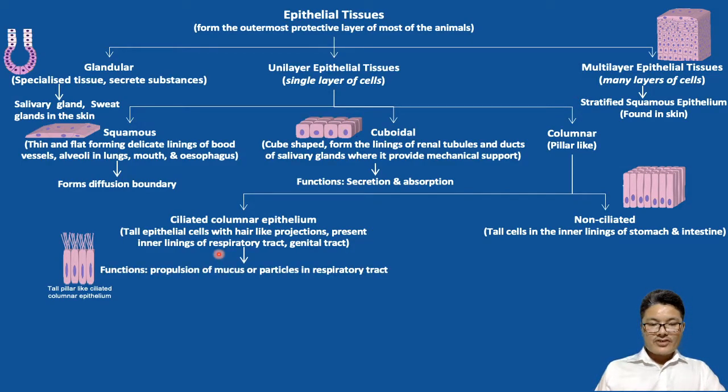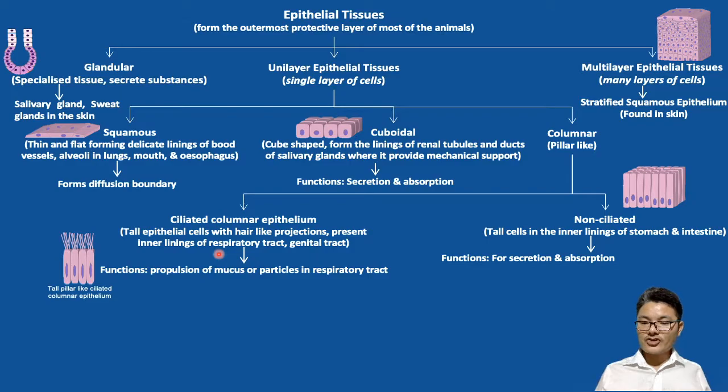Now, in case of the function of ciliated columnar epithelium, these are responsible for moving or propulsion of mucus and particles within the respiratory tract and genital tract by movement of cilia present on the ciliated columnar epithelium tissue. There is movement or pushing of the mucus and particles which are external and which have to be removed from the respiratory tract and even genital tract.